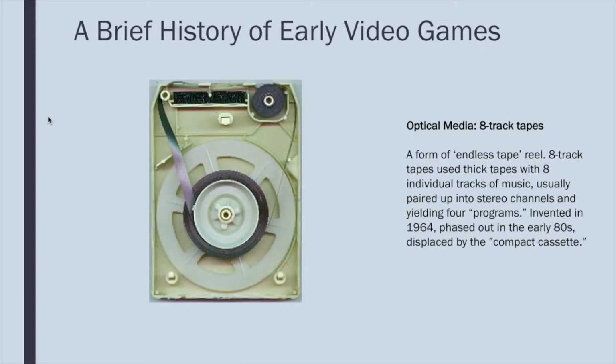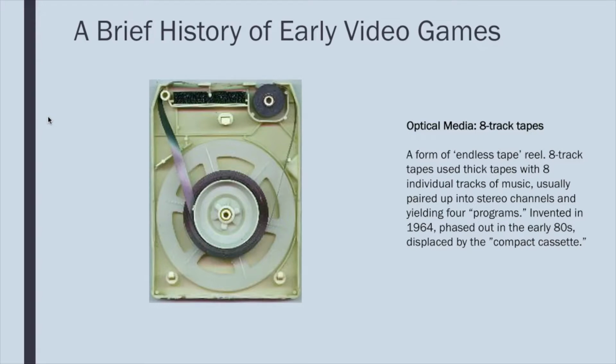So for example, cassette tapes, 8-track tapes, CDs and DVDs are forms of optical media. They're actually read by a magnetic head or by a laser. And so 8-tracks are one form of optical media that was popular in the 1970s.